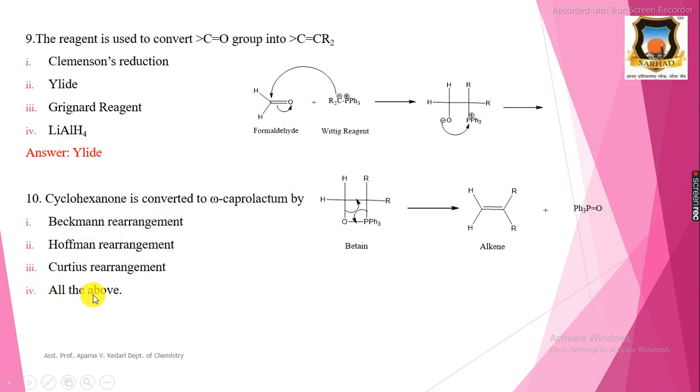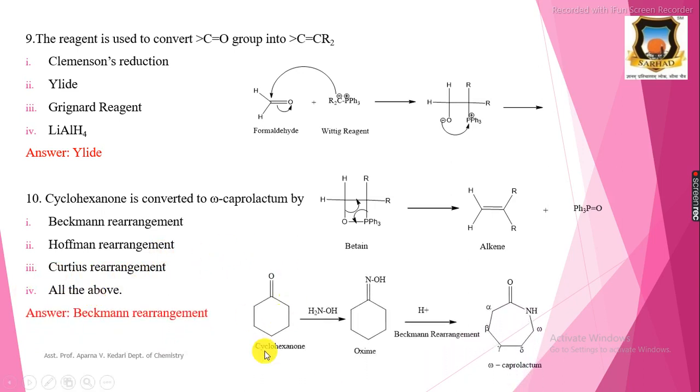Then the next question is: cyclohexanone is converted into omega caprolactam by Beckmann rearrangement, Hofmann rearrangement, Curtius rearrangement, or all the above. And the correct answer is Beckmann rearrangement, because first cyclohexanone undergoes oxime derivative formation in presence of hydroxylamine. Then this oxime in acidic condition gives omega caprolactam. Beckmann rearrangement involves the conversion of oximes to amide. Here it is a cyclic amide, therefore it is called caprolactam, and it is at omega position, therefore omega caprolactam.